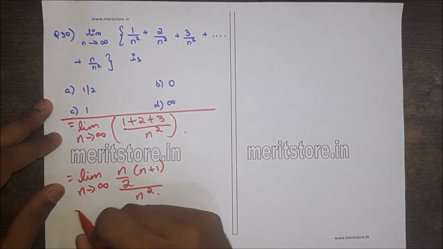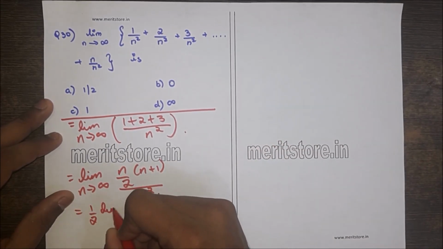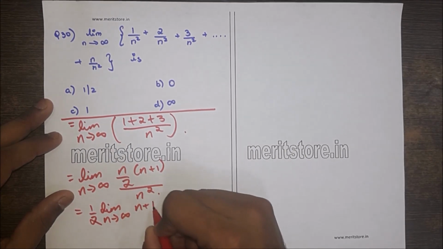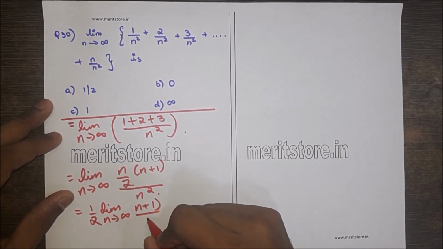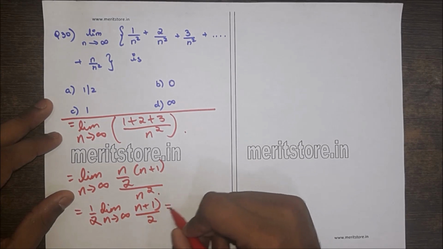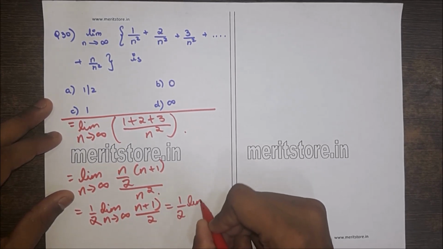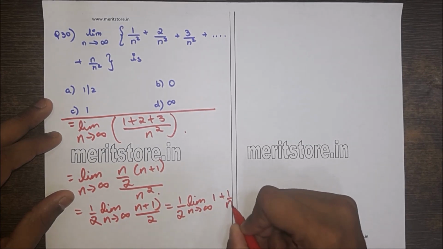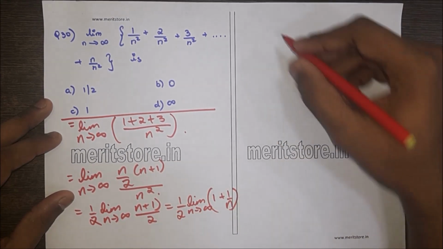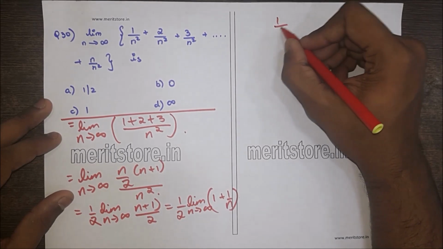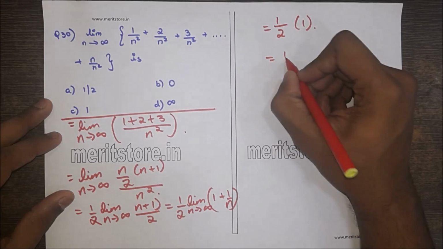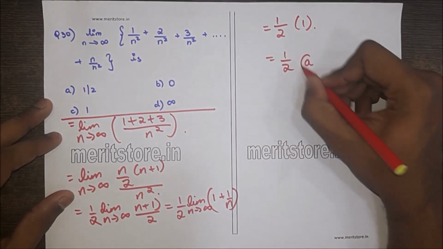Taking 1 by 2 outside, 1 by 2 into limit of n tends to infinity (n plus 1) by n, which again gives us 1 by 2 limit of n tends to infinity 1 plus 1 by n. On applying the limits, we get 1 by 2 as a constant into 1, which gives us 1 by 2, which is option A.